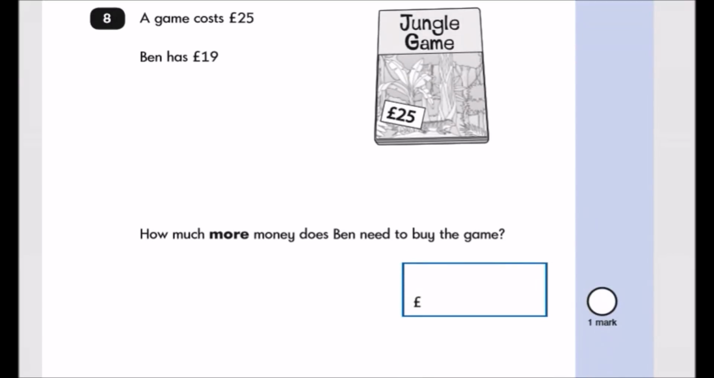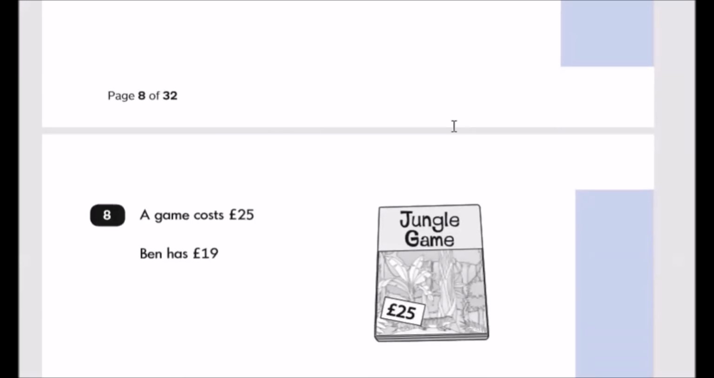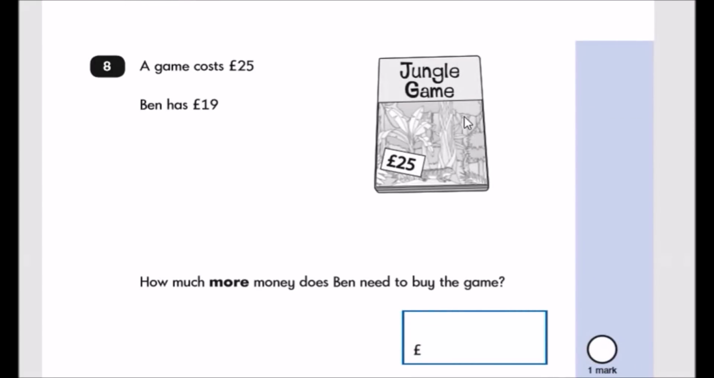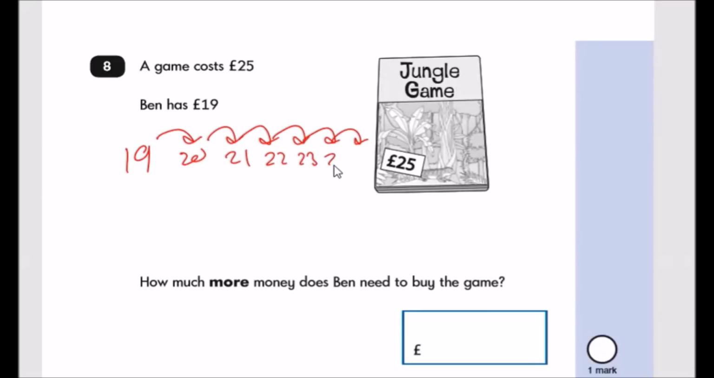8. Okay, so what do we have here? Whoops. So a game costs £25. Ben has £19. How much more money does Ben need to buy the game? So Ben's got 19 and it costs 25. So we need to see how much more to add to get to 25. So let's count from 19. So let's go to 20 and then 21, 22, 23, 24, 25. So let's put all these numbers down. Let's count them. So we got 1, 2, 3, 4, 5, 6. So he needs £6 more to get the game.